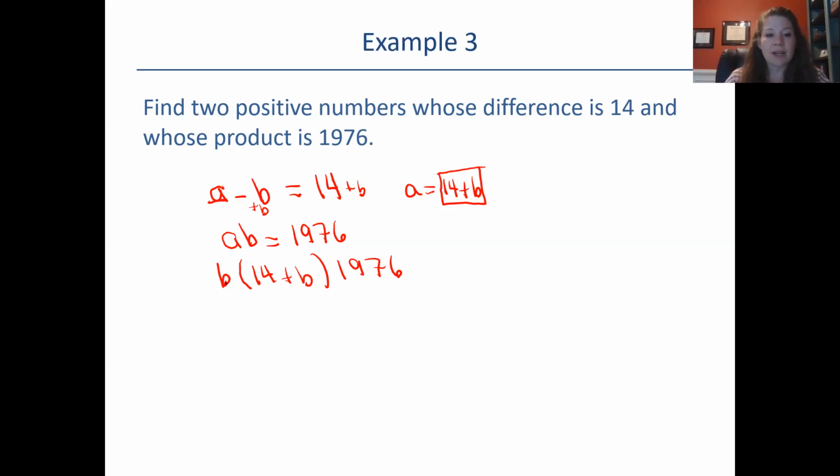So this line right here is what we're looking at. We're going to use the distributive property. B times 14 is 14B, plus B times B is B squared, equals 1976. I forgot my equals. Toward the end we'd have to subtract 1976 from both sides, so we're going to have a negative 1976.